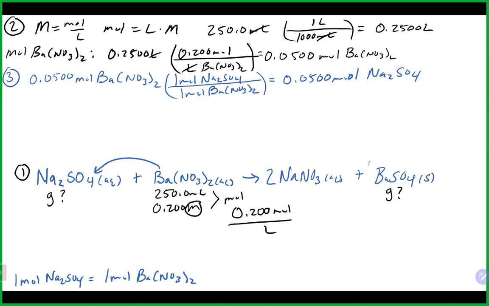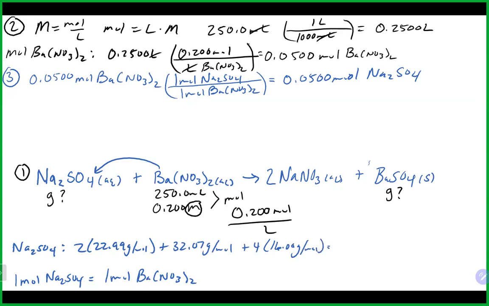What's left is we're looking for how many grams. So this is going to be a normal mole-to-gram conversion, which means we use the molar mass from the periodic table. So we've got the molar mass here of Na2SO4. That's going to be 2 times 22.99 plus 32.07 for our sulfur plus 4 times 16 for our oxygens. It's going to give us a molar mass of this guy of 142.1 grams per mole.